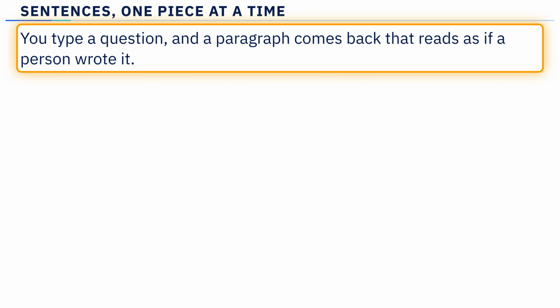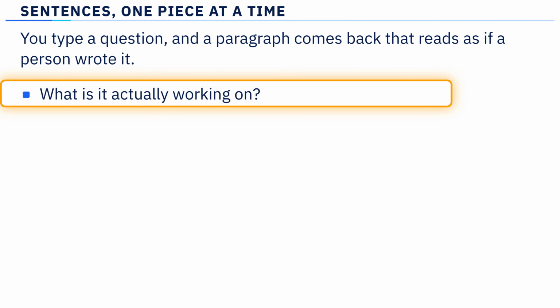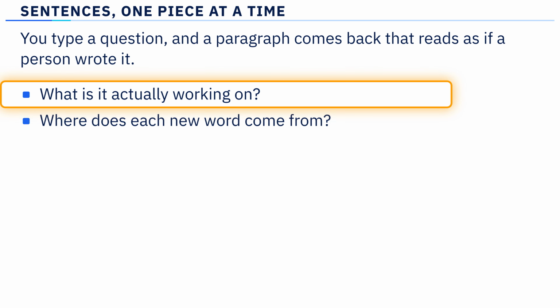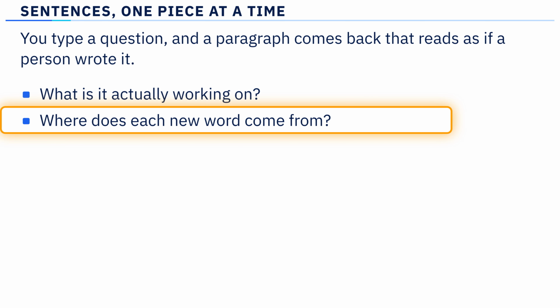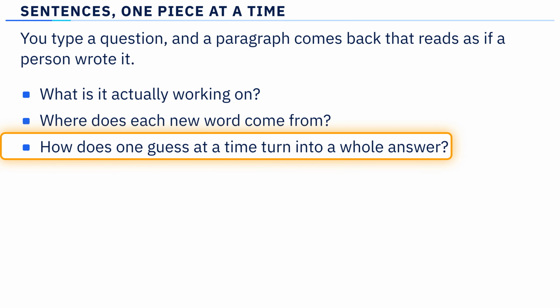You type a question, and a paragraph comes back that reads as if a person wrote it. Underneath, it is not writing a paragraph. It is doing something much smaller, over and over, very fast. First question, what is it actually working on? Whole words, letters, something else? Second question, where does each new word come from? Is it stored somewhere inside, waiting to be found? Third question, how does one guess at a time turn into a whole answer that holds together?